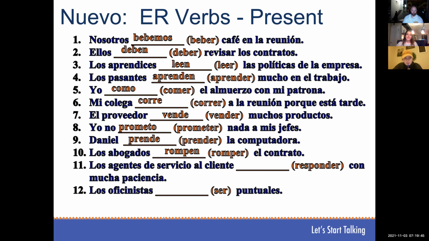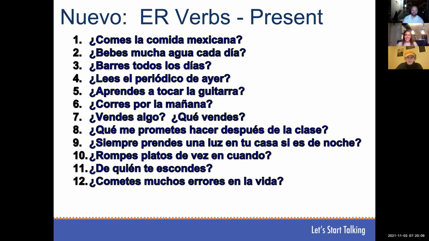Los agentes de servicio al cliente responden con mucha paciencia. Los oficinistas son puntuales. Muy bien. All right. Good job. Pregúntense las preguntas aquí.